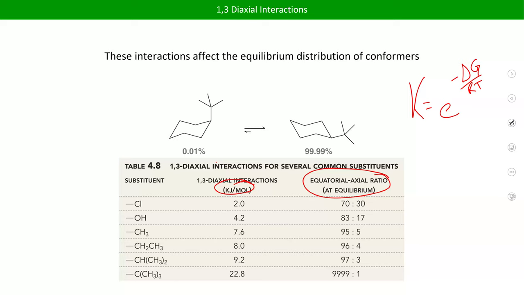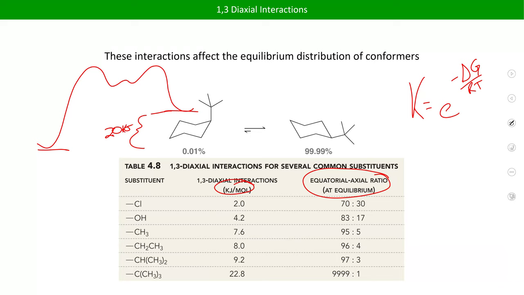Because this is basically raising up those barriers to go from one chair conformer to the other chair conformer. We no longer have a symmetrical, I'm going to draw the simplified potential energy surface. It's not symmetrical anymore if our two chair conformers are not identical. And so the difference between these two is this number. And if it's just a chlorine replacing a hydrogen, then this difference is only 2 kilojoules per mole.